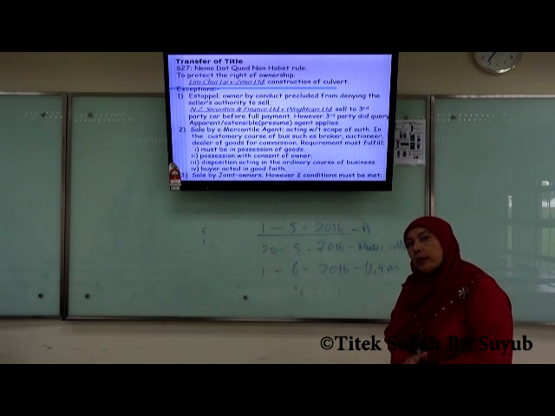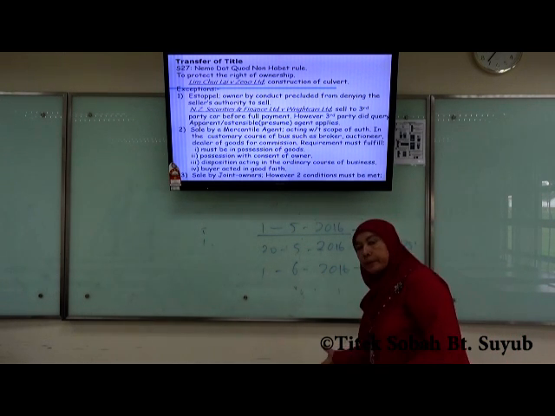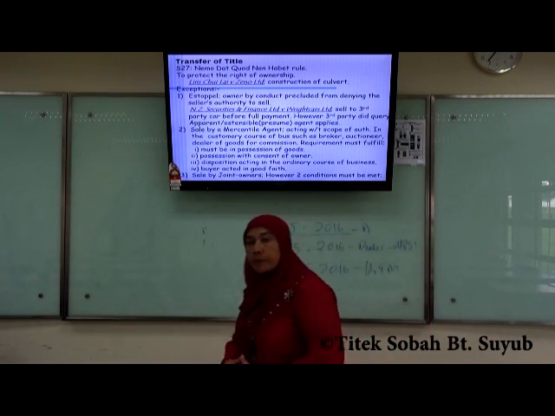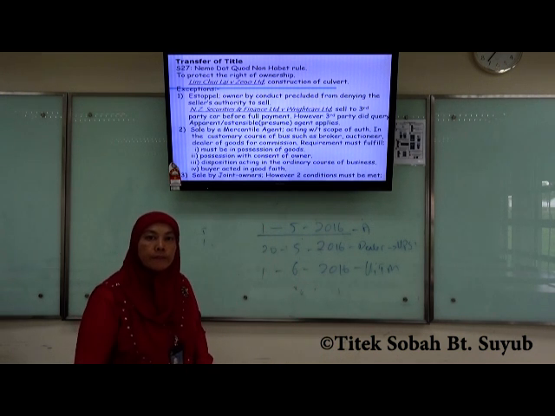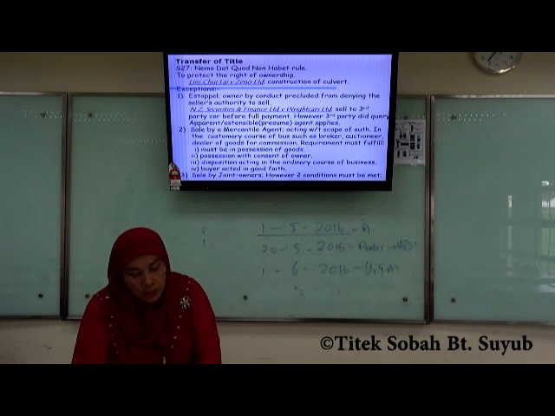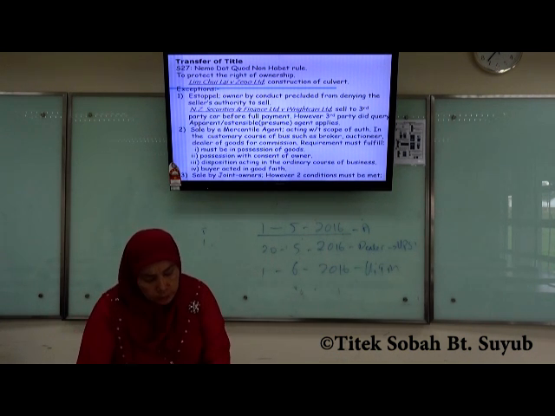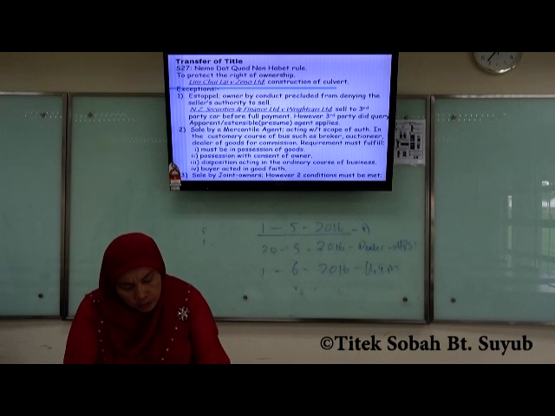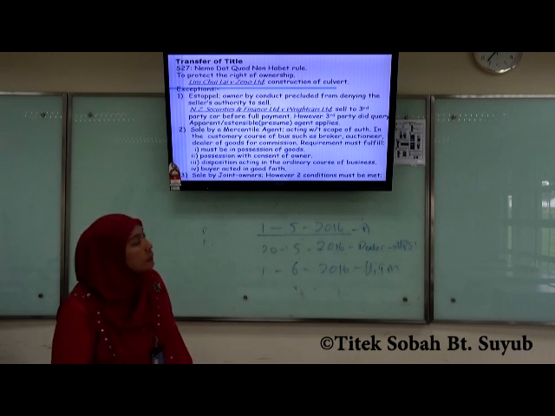This is a general rule under the law, nemo dat quod non habet. And this general rule has an exception. What is the exception under this general rule? I am going to discuss with you these exceptions. We have 6 exceptions here under the general rule.